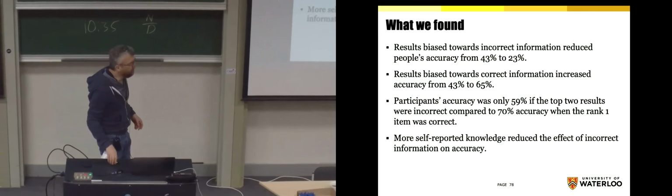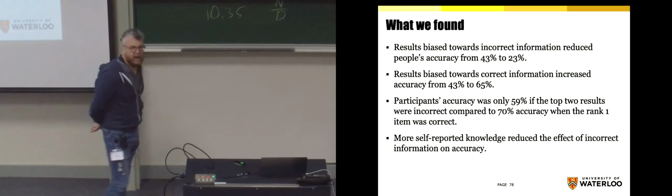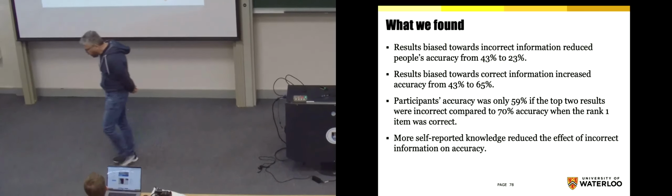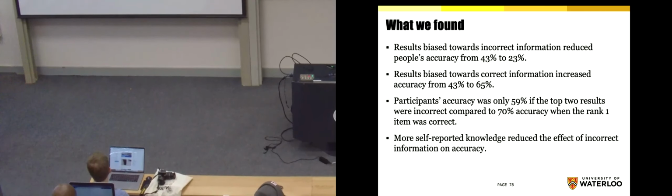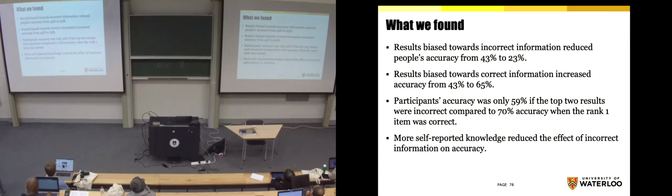So what we found, and this is in the lab, so these are people that know they are under some kind of experiment, this is not in the wild, but even in the lab, if you bias the results toward incorrect information, accuracy dropped. It says 43%, but remember there are 3 possible choices, so a random choice would give you 33 1/3. So incorrect information dropped accuracy from 43% to 23%, and correct information increased their accuracy.